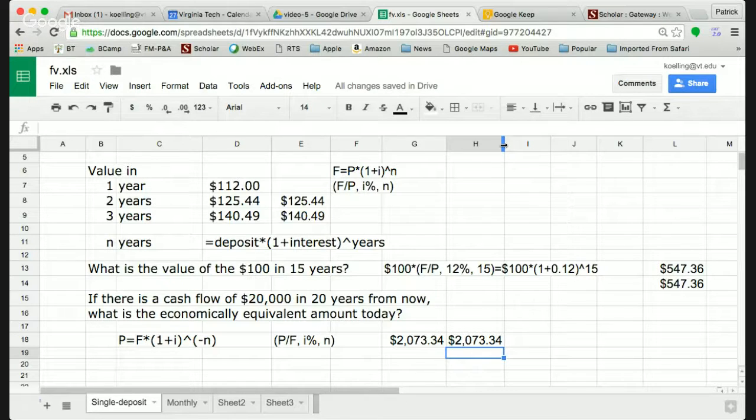So we know how to now convert a present amount to a future amount at any time in the future. And we can take a future amount at any time in the future and bring it back to time 0. We can find a P given F, and we can find an F given P. So that's the first step, is moving money around.